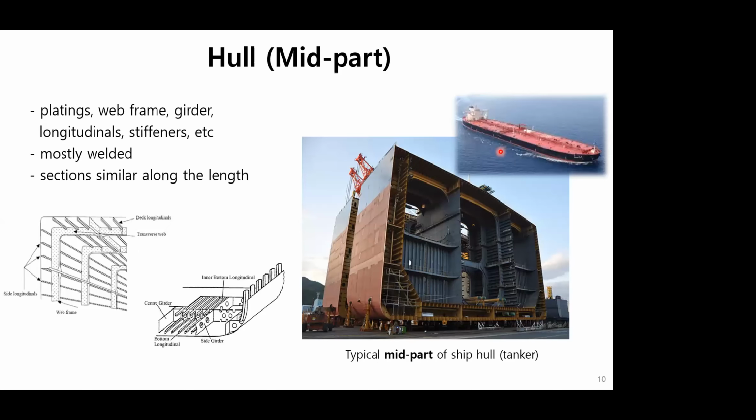This slide shows a typical mid part of hull structure in tankers. It's also composed of many kinds of structural elements: platings, primary members, web frame, and girder, and the secondary members of longitudinal and stiffener. Most of them are welded to each other.